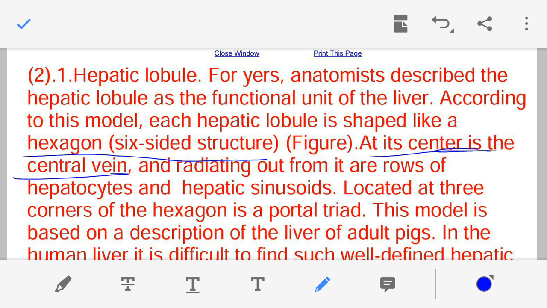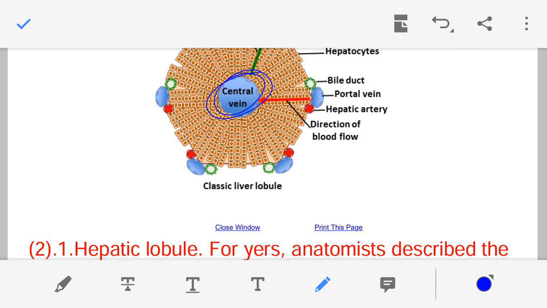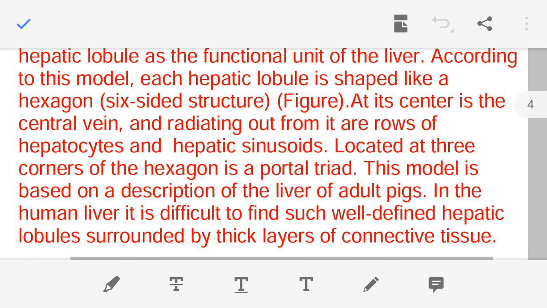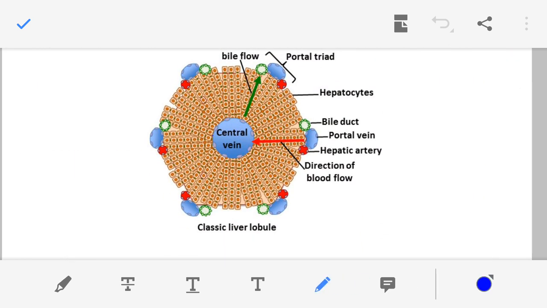In the center, the central vein is present. Radiating out from it are rows of hepatocytes and the hepatic sinusoids. Here, this one is the central vein, and radiating in all directions you can see the rows of hepatocytes. We now know these rows are the hepatic lamina. And in between these lamina, the hepatic sinusoids are present.